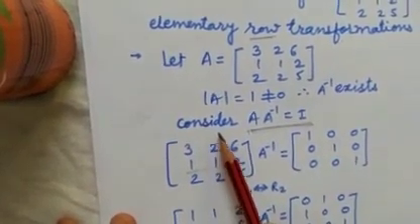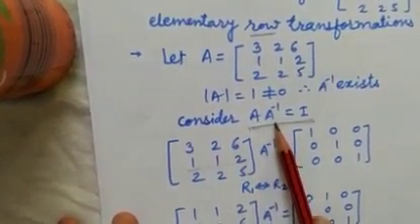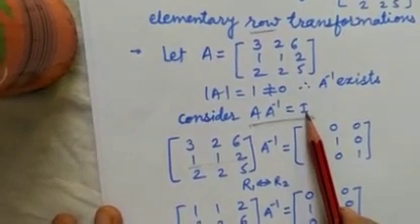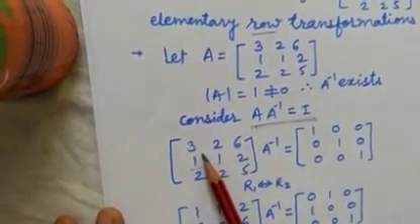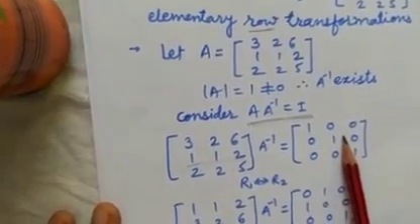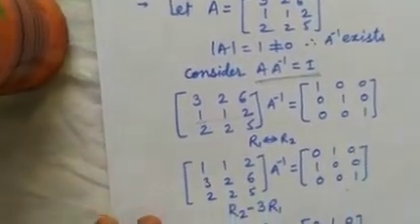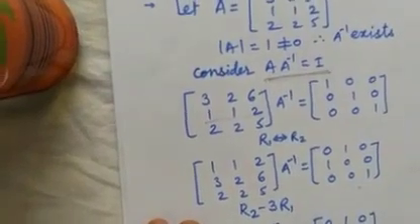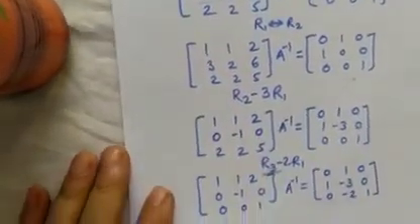Now go on to the next steps of finding the inverse. Consider A into A inverse equal to I. See, the given matrix A, multiplied by A inverse, is equal to I. I is a unit matrix with each and every element. Now we want to perform the operations on rows.